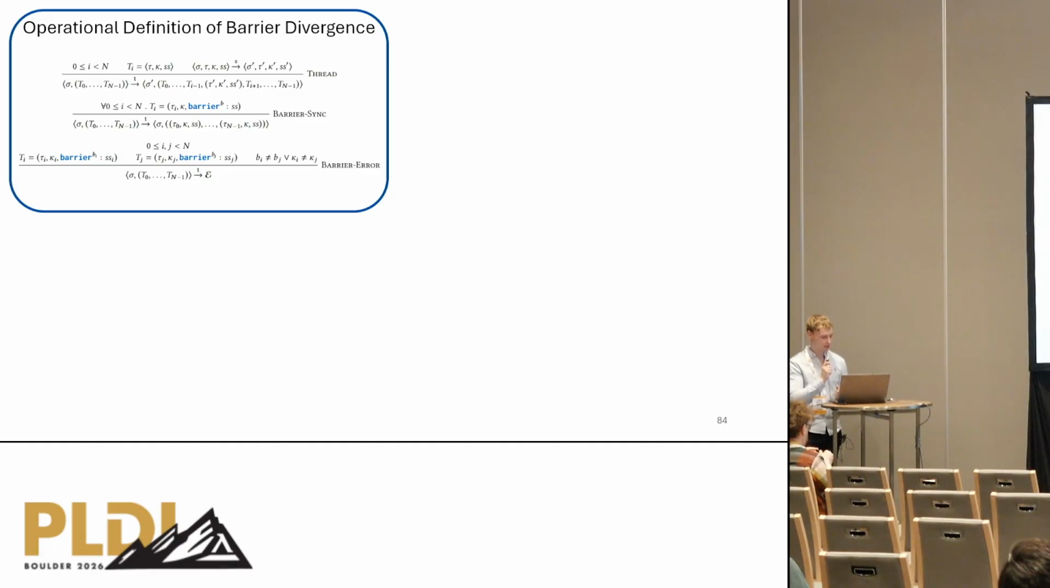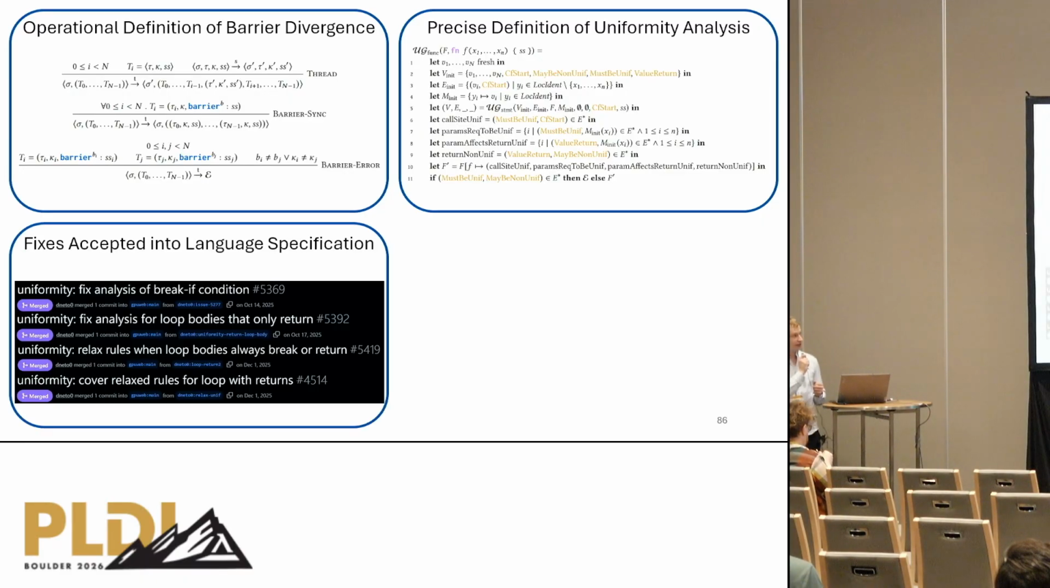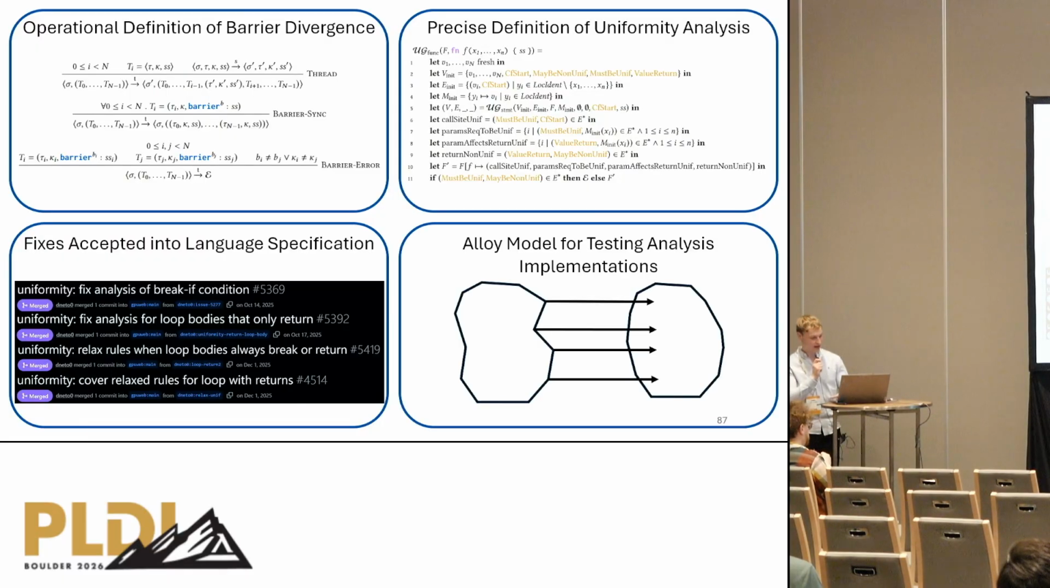And just to recap, in this work, we gave a precise operational definition of barrier divergence for a subset of WGSL. We gave a precise definition of uniformity analysis. We had several fixes that were accepted into the language specification related to precision and soundness. And we give a concrete Alloy model for testing implementations of the analysis. So I guess the main takeaway from the talk is that applying lightweight formal methods to industrial programming languages can reap quite a lot of benefits.